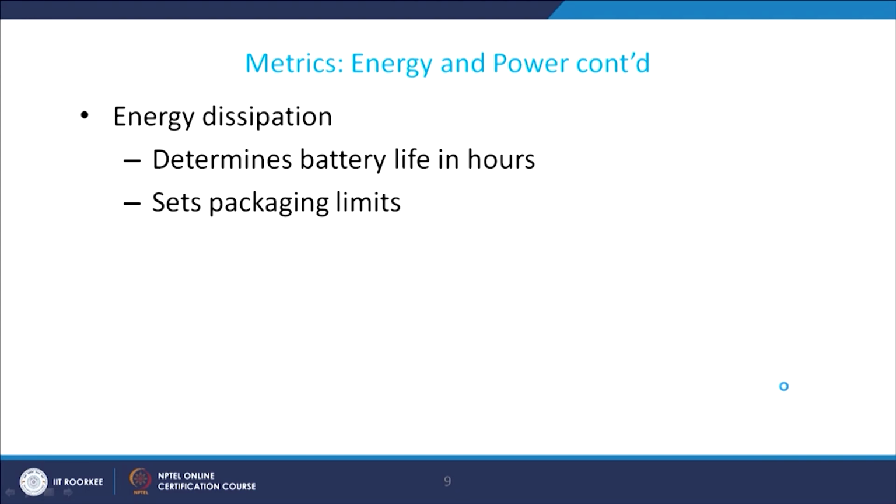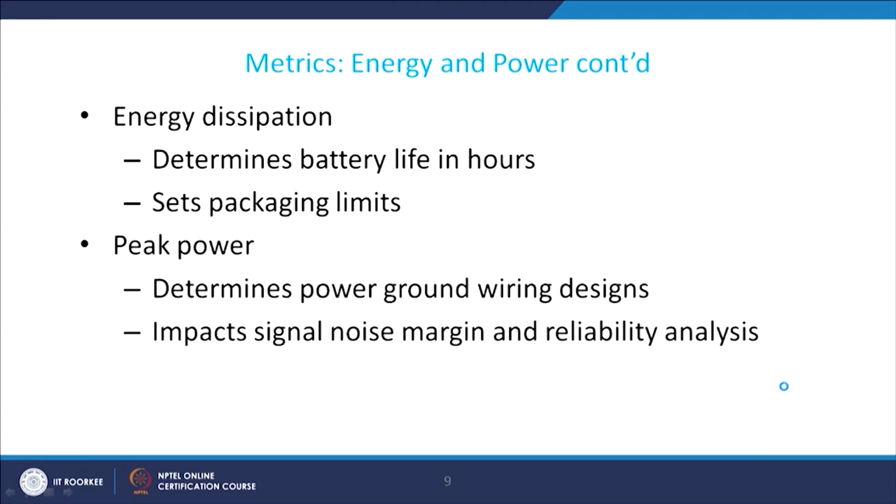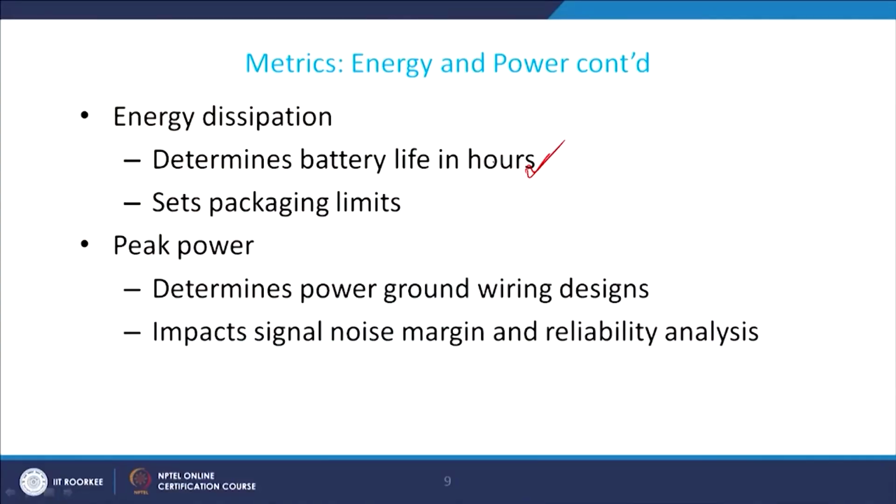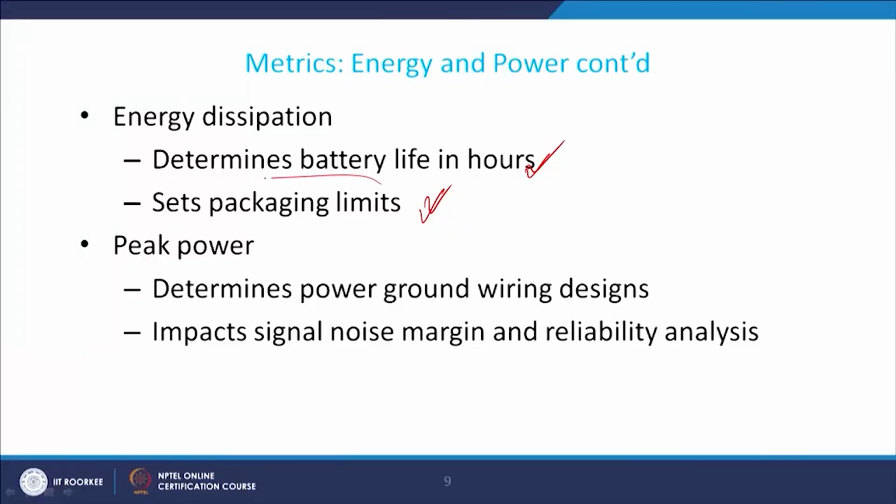Now, let me come to the metrics. The problem of energy dissipation is that the battery life will be in hours rather than minutes if I do not reduce the power dissipation, and it sets the packaging limit. Why packaging limit? Because if it is highly dissipative in nature, you should have proper heat sinks in the packaging, so that the heat or power does not dissipate within the chip, but outside the chip. So, your packaging limits are set in that way.